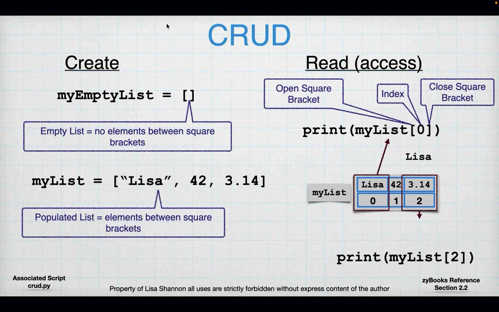And then I can print it. So let's say I want to print the second element in the list. Well, it's the same thing. I can print my list, and I say of, but it's open square bracket, the number 2, and close square bracket, and what will print to the screen is 3.14.